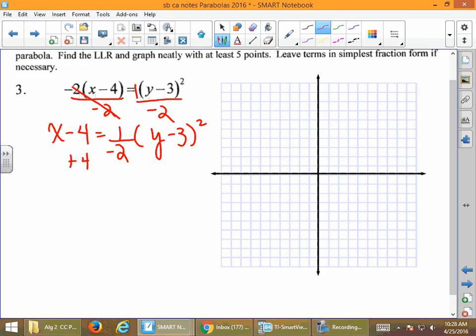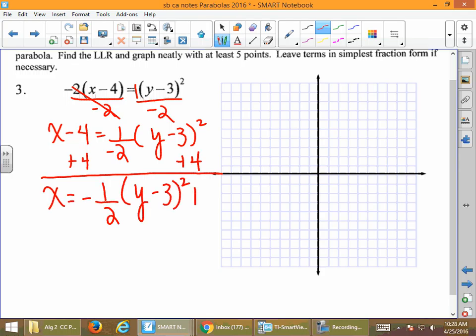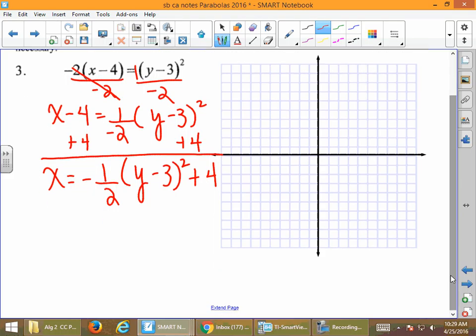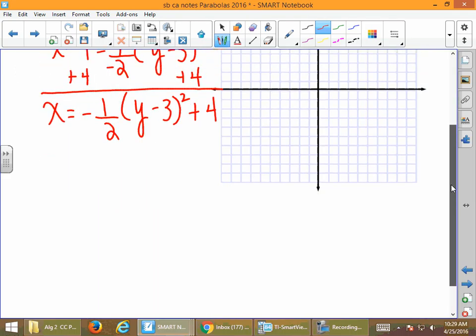So then we can add the 4 to both sides, and we get x equals -1/2 times y minus 3 squared plus 4. That looks like x equals. And there for sure, we're at x equals. So as we start with our vertex, now that we've got it in the proper form, our vertex is going to be 4, 3.